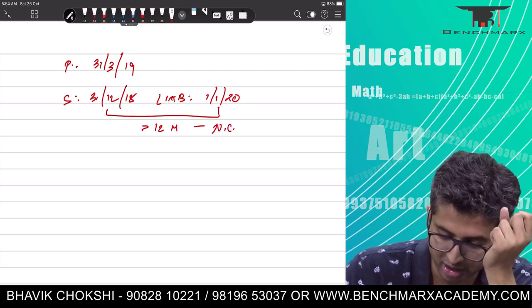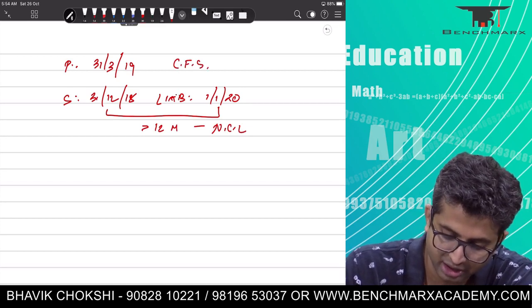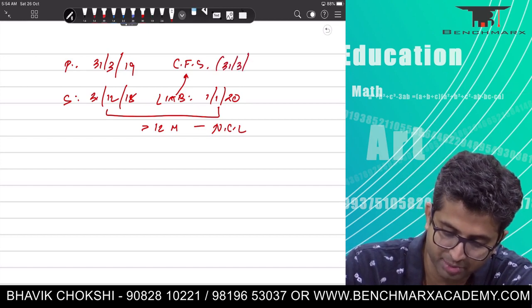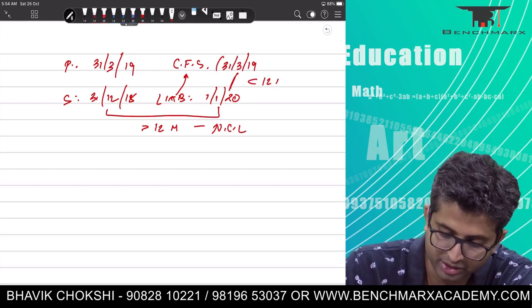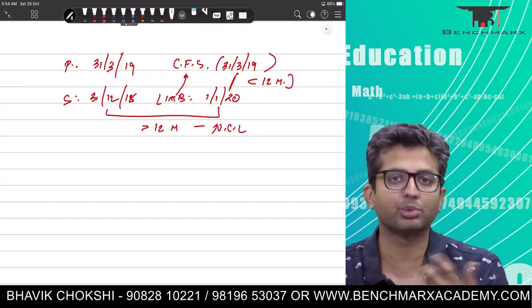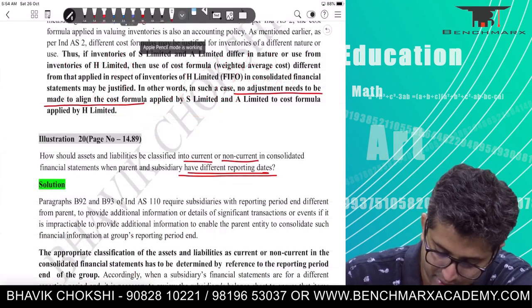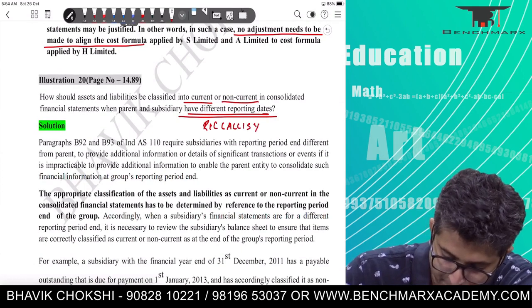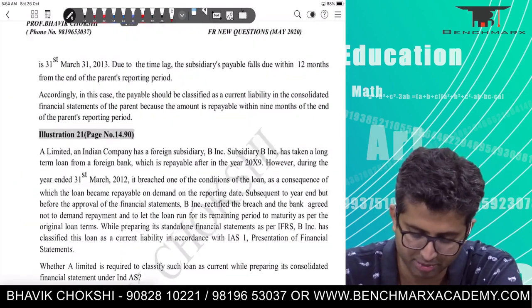a non-current liability. But when your parent is preparing consolidated financial statements, the liability of the subsidiary will also get consolidated, but the consolidated financial statements are prepared on 31st March 2019, which is less than 12 months away from the liability. So the question is, will you continue showing it as a non-current liability, or will you reclassify it to the current liability? The answer is you will have to reclassify it to the current liability. So over here, if it is less than 12 months on the parent's reporting date, then you will reclassify it to current liability. So it's an interesting case. We should be aware of this.